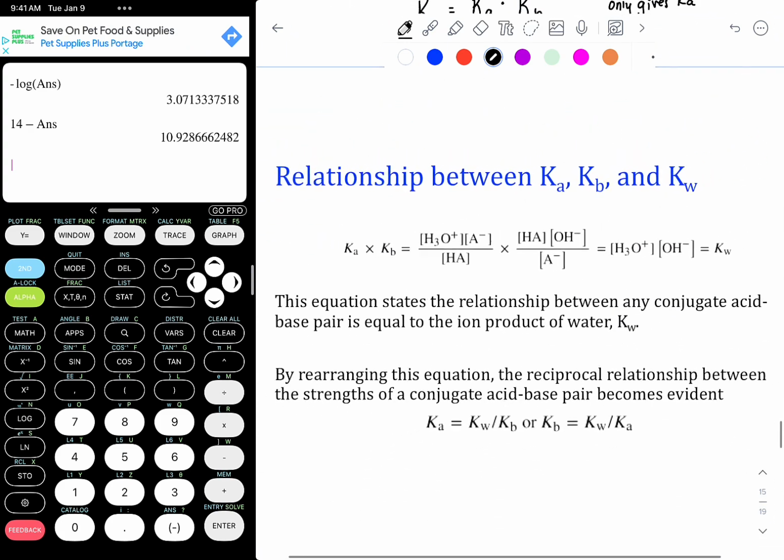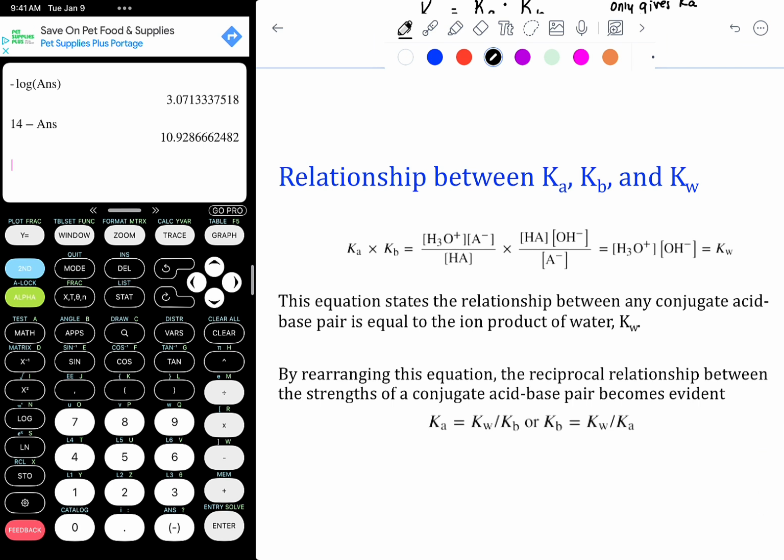So the equation Ka times Kb equals Kw states the relationship between any conjugate acid-base pair and says that it's equal to the ion product of water, Kw. By rearranging this equation, the reciprocal relationship between the strengths of the conjugate acid-base pair becomes evident. So if you wanted to find Ka, you would take Kw and divide it by Kb. Or if you wanted to find Kb, you would take Kw and divide it by Ka. Again, because Kw is equal to Ka times Kb.